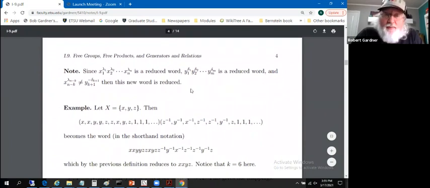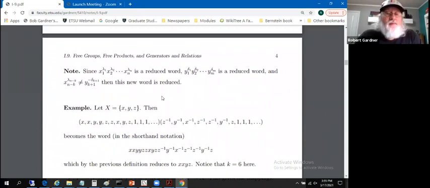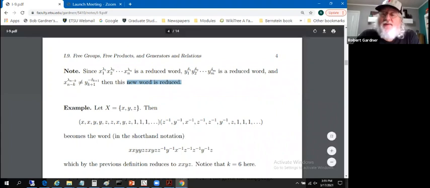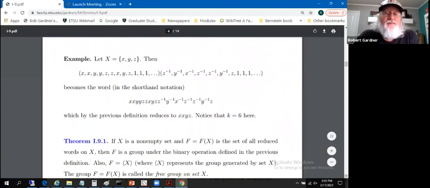Well, then it's a binary operation. So the word produced through this is actually reduced, and that's what we'll use as the binary operation in what will ultimately be the free group F of X, the free group on set X.